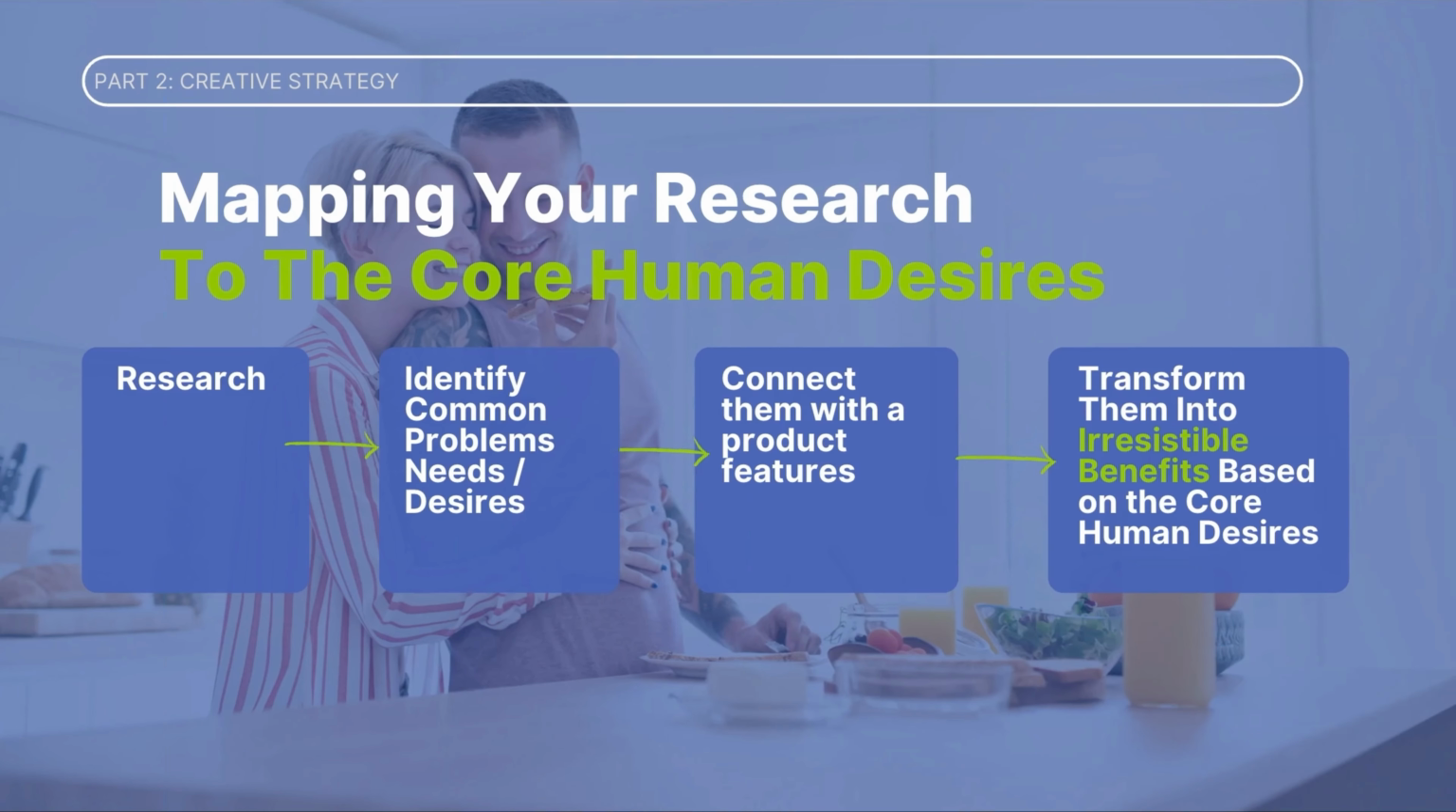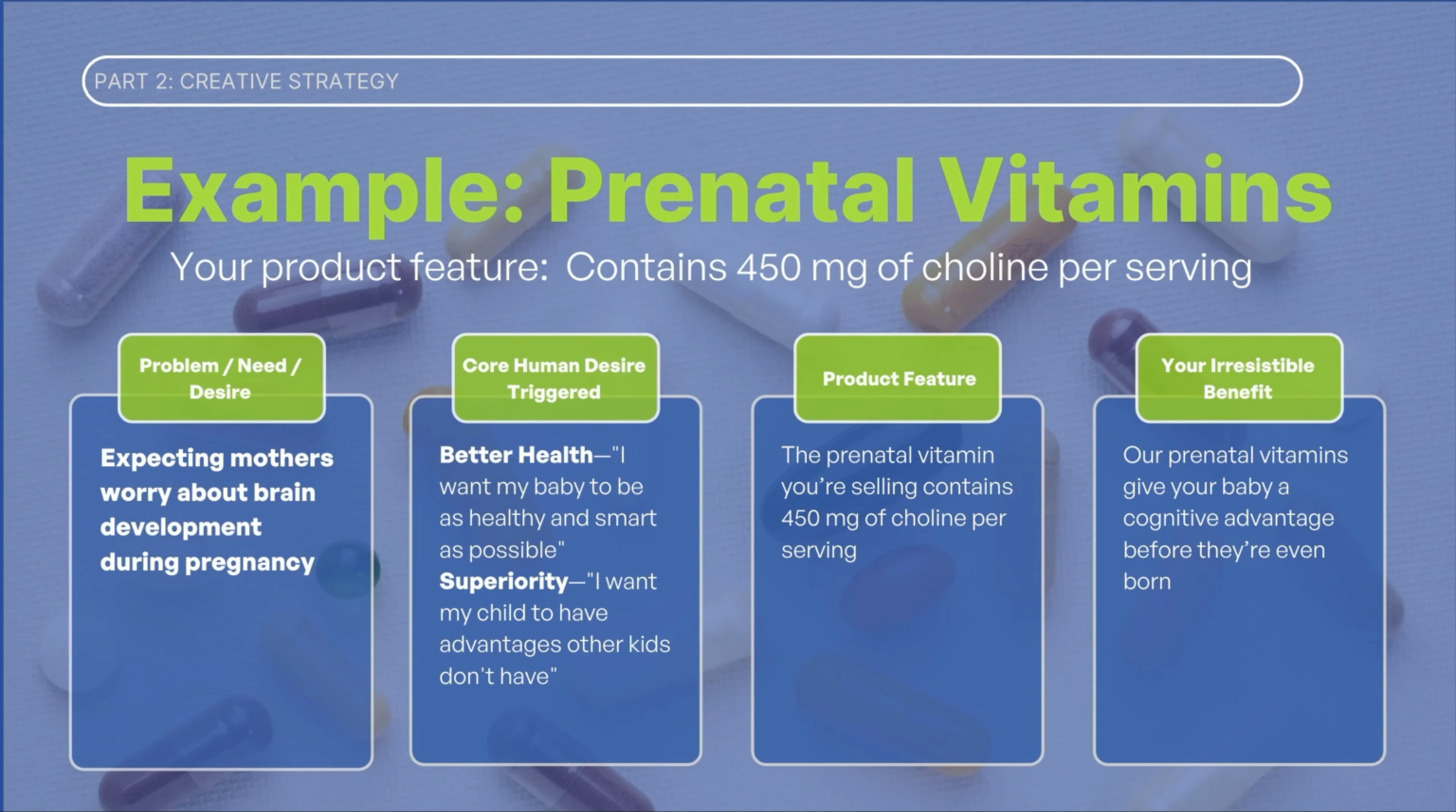Once you've gathered enough research ammo, that is, a solid list of common problems, needs, and desires from your prospects, it's time to connect that intel to your product features, and then you'll transform them into irresistible benefits based on the core human desires. Here's an example. Let's say we're advertising prenatal vitamins, and during our research phase, we've identified the following. Brain development and future intelligence is an extremely common concern among expecting mothers. During our research, we noticed several forum posts and online Q&As such as, will my baby be smart? What can I do to boost my baby's IQ?